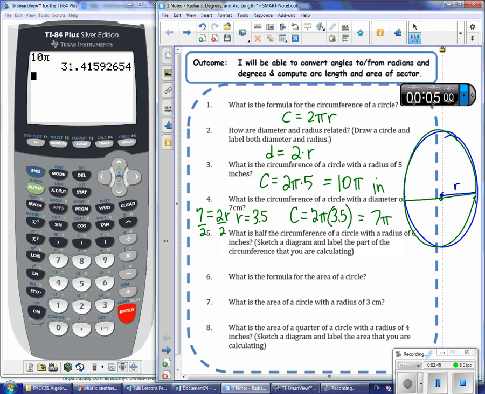Another way to think of it is, since I have the 2 and the r in my formula for circumference, another way to think of the formula would just be to say pi times the diameter. And those are the same thing as well.